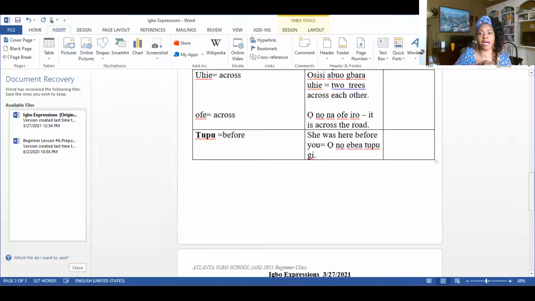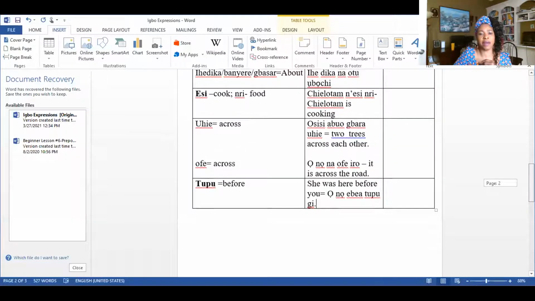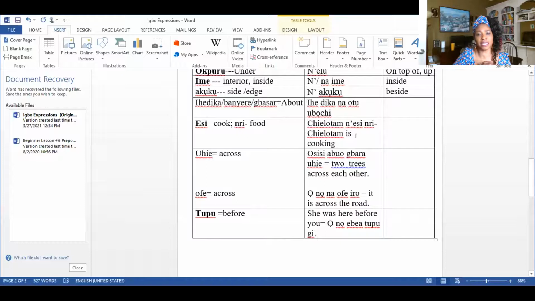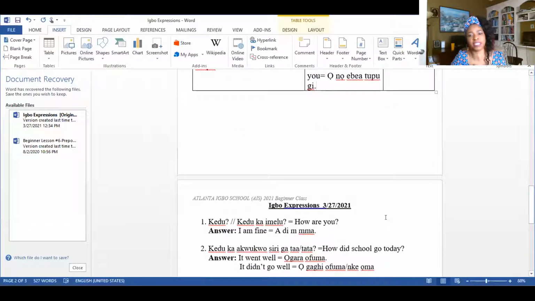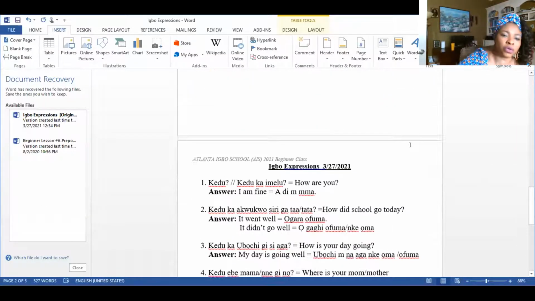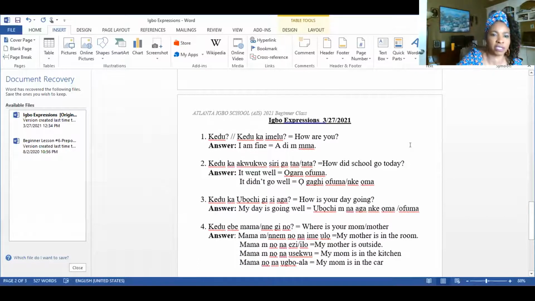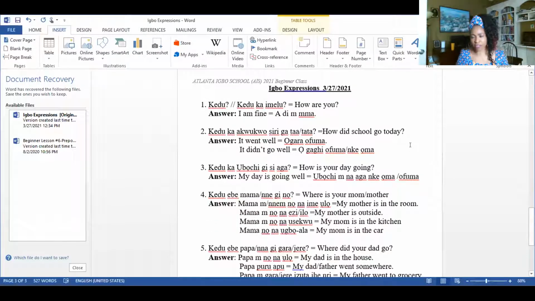Okay. So I will go back to expressions because I'm still finding out that some of you, when I say kedu, when I say kedu ka imere, are still confused. You're not supposed to be confused. They mean the sentence. So I try to put these expressions together. So we're going to go over some of the expressions today. Igbo expressions. So many things you're supposed to know.